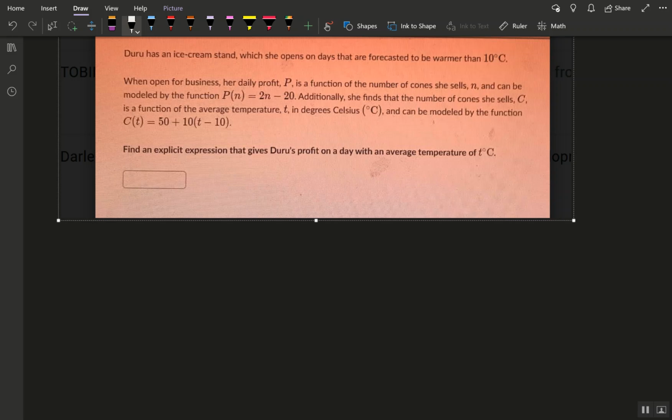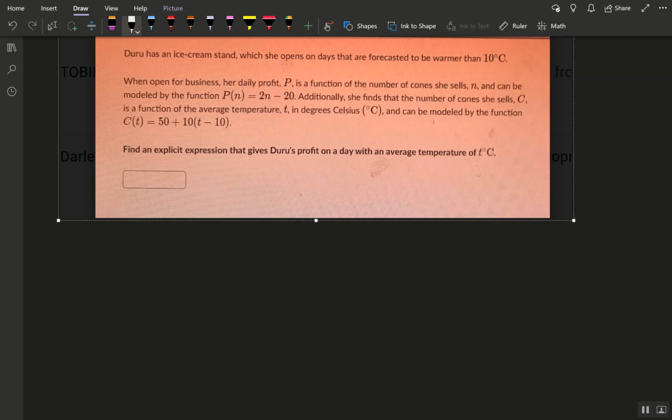Duro has an ice cream stand which she opens on days that are forecasted to be warmer than 10 degrees Celsius. When open for business, her daily profit P is a function of the number of cones she sells, N, and can be modeled by the function P of n. Additionally, she finds that the number of cones she sells, C, is a function of the average temperature T in degrees Celsius and can be modeled by the function C of T. Write or find an explicit expression that gives her profit on a day with an average temperature of T degrees Celsius.